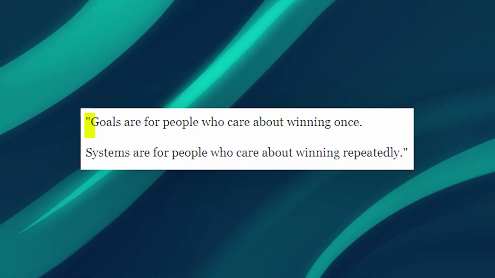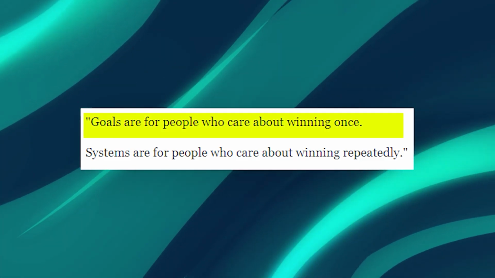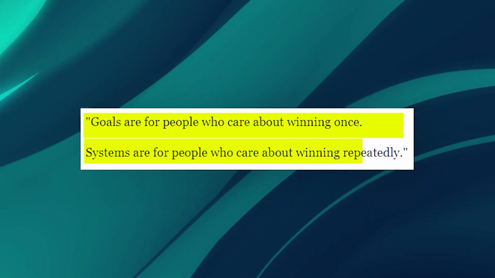I recently received a newsletter from the author of Atomic Habits, James Clear. There was such a good quote there that sparked my attention. Goals are for people who care about winning once. Systems are for people who care about winning repeatedly.